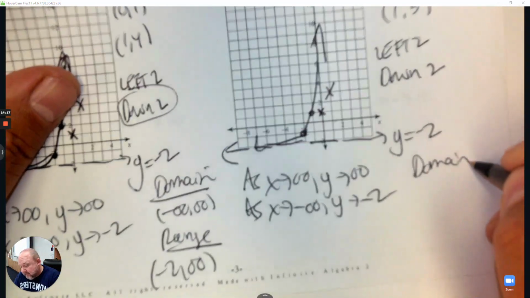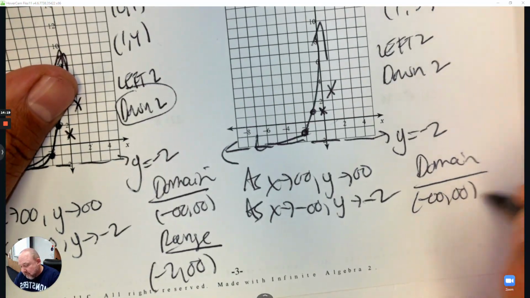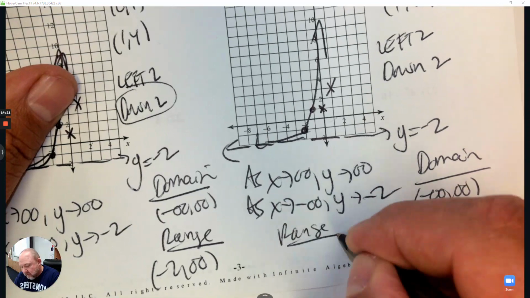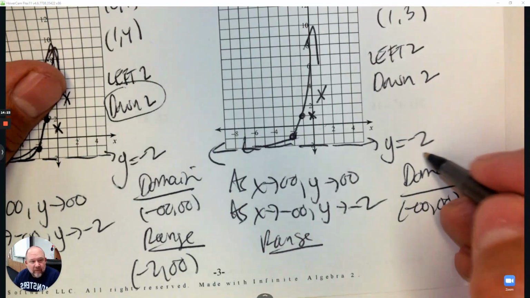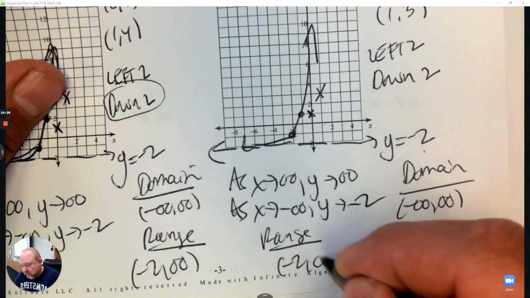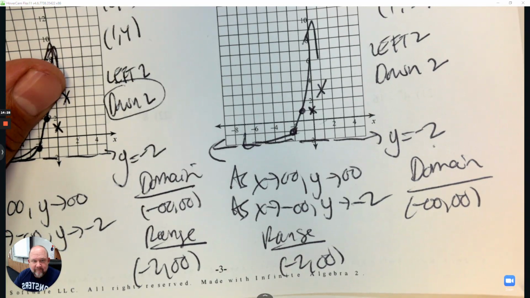And the domain and range. So the domain is all real numbers, and the range goes from the bottom to the top. So it's -2 to infinity. Great job graphing. All right, next page.